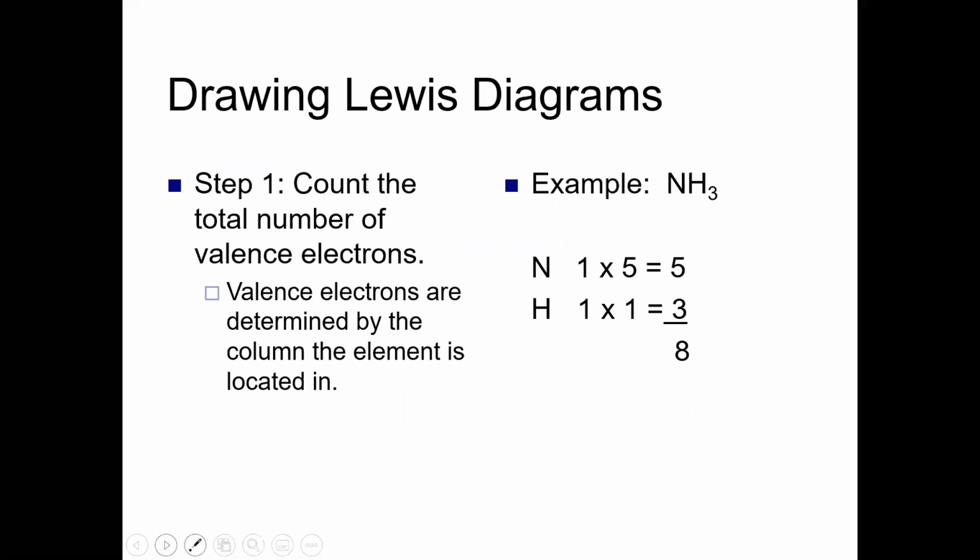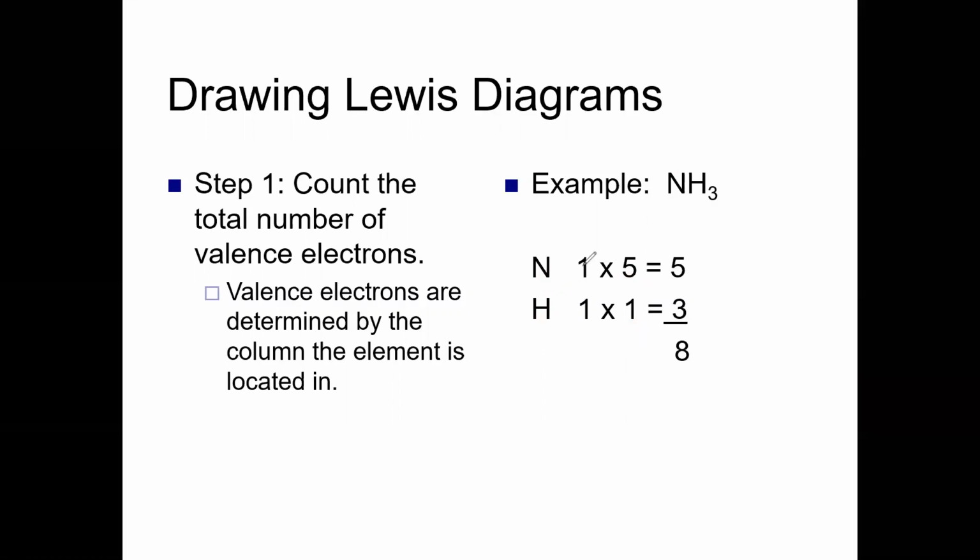So let's look at an example of where we're drawing out the Lewis diagram for a molecule. So for NH3, the first thing we need to do is count the total number of valence electrons. Each nitrogen has 5 valence electrons, and each hydrogen has 3 valence electrons. There is a typo here.